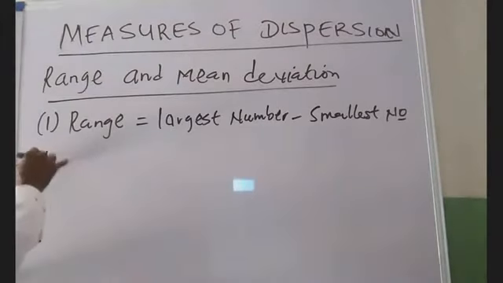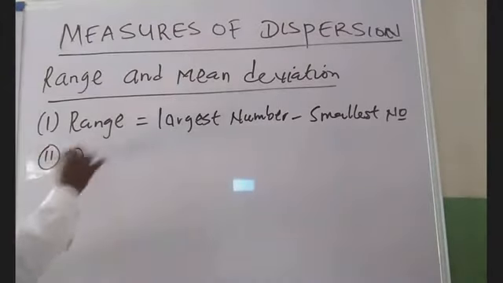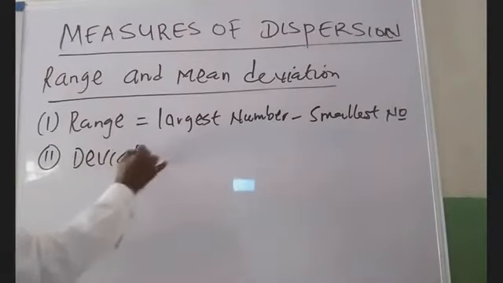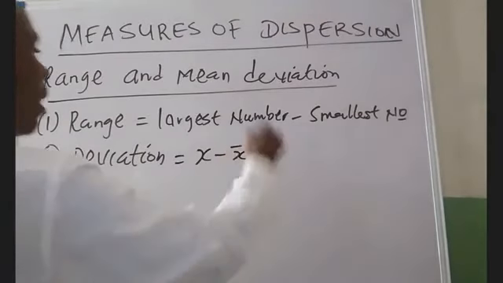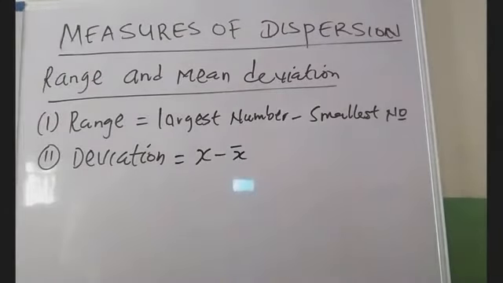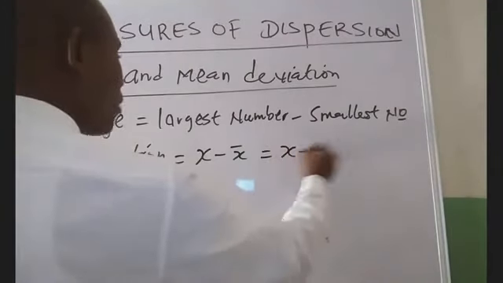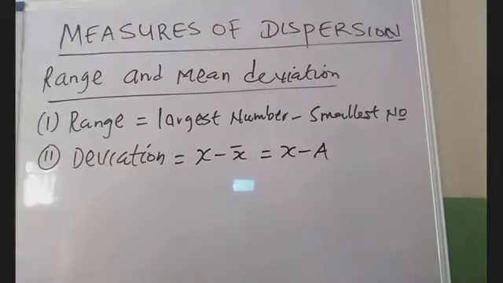Deviation, we have defined deviation before. We know that deviation is equal to x minus x bar. Now, in the case when you have an assumed mean, it's given as x minus A, where A is your assumed mean. We've dealt with the assumed mean before in our previous class.